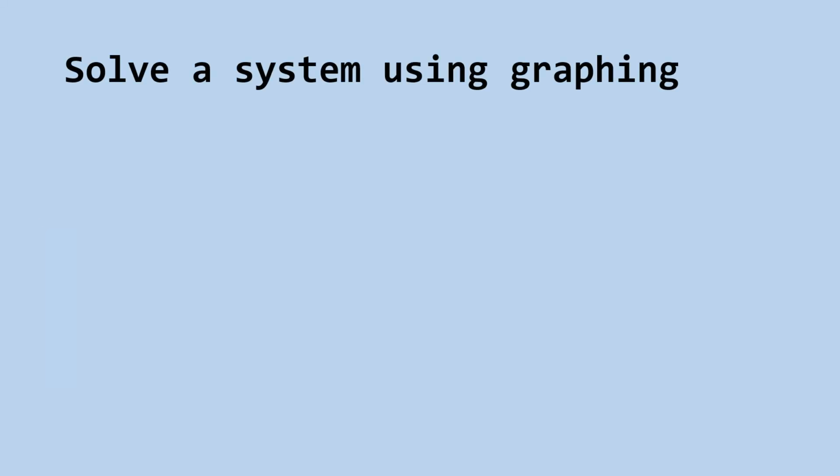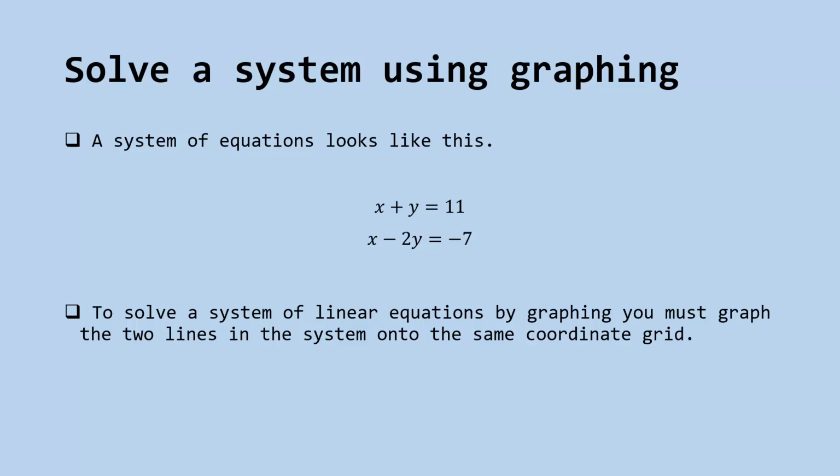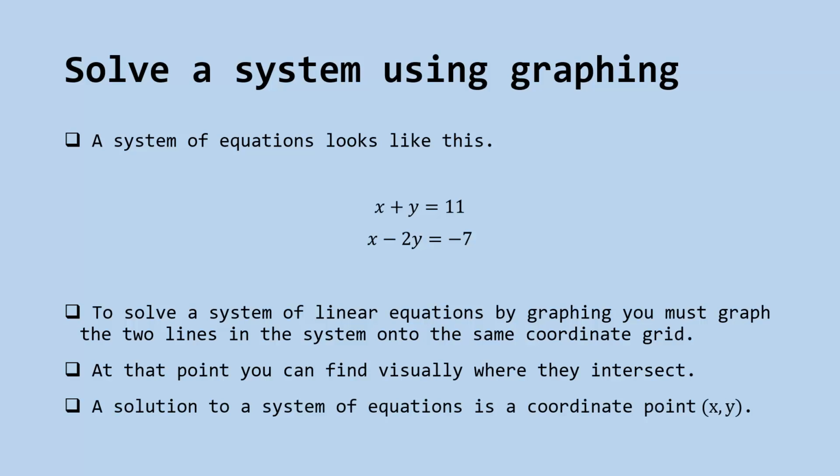We're going to solve a system using graphing. Here's an example of what a system of equations looks like. It's two equations with two variables, and we're going to use them together. To solve the system of linear equations by graphing, you must graph the two lines in the system onto the same coordinate grid. At that point, you can find visually where they intersect. A solution to a system of equations is actually a coordinate point, x, y.